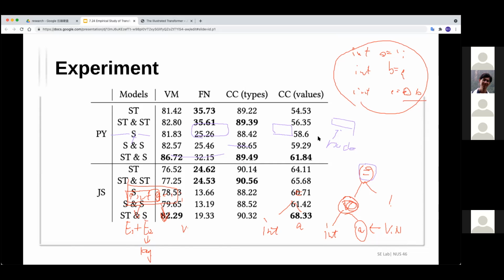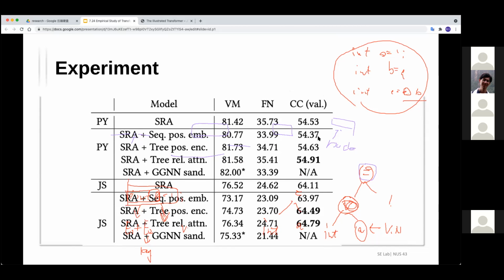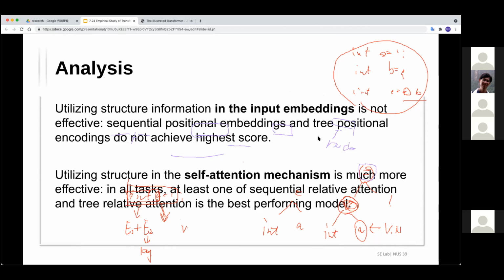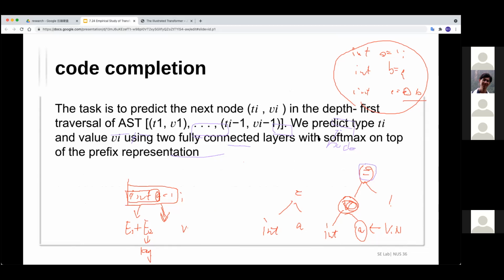Maybe code completion is important, and also if we want to work more on code generation. Since you have finished the presentation, I think we have finished this. I just have a few comments here.